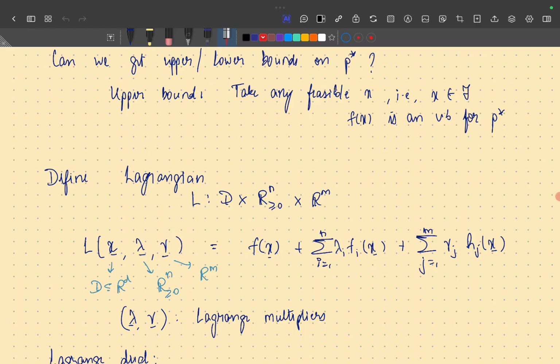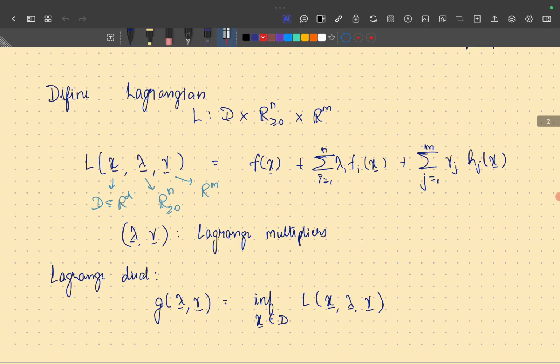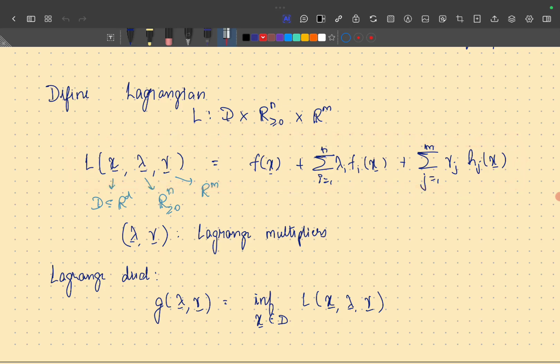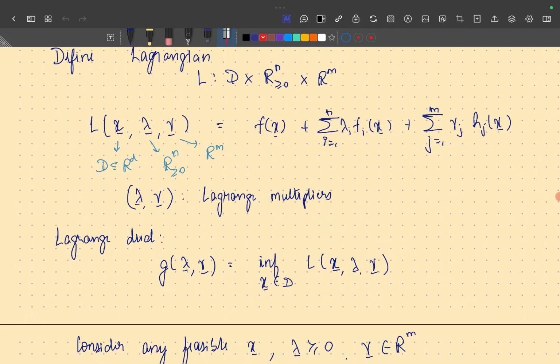So for this, I wanted to define another problem, which was the dual optimization problem. And in doing so, I defined the Lagrangian, which is essentially a linear combination of the objective function and the constraint functions. And the coefficients of the linear combination are called the Lagrange multipliers. For each inequality constraint, I have a Lagrange multiplier, and for each equality constraint, I have a Lagrange multiplier. So if the total number of constraints is, let's say, m plus n, then the total number of Lagrange multipliers is also m plus n.